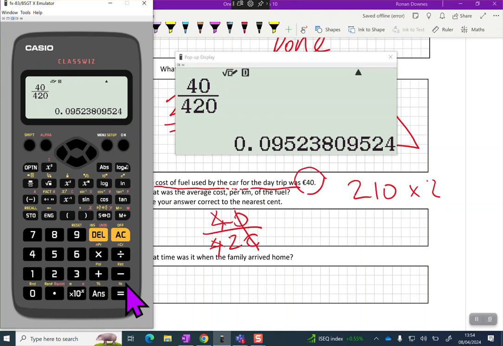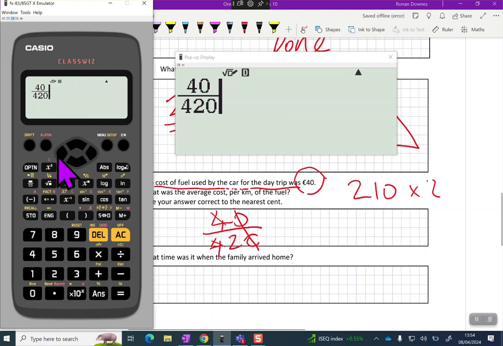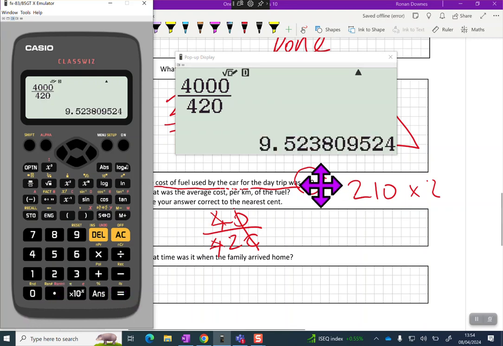So if this, hang on, this is in euros though. So I'm just thinking, because they said that, and that was €40, I'm going to turn that 40 into 4000. Okay, because that's putting the money in cents. Now our answer is 9.52 cents, rounded to 10.